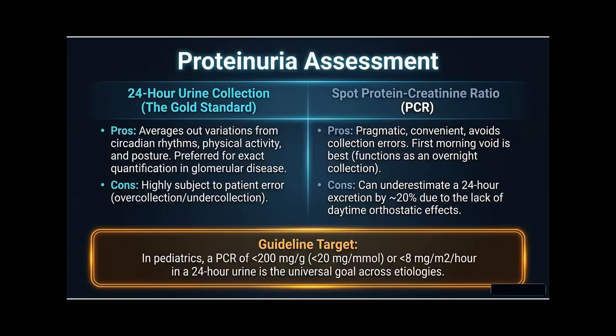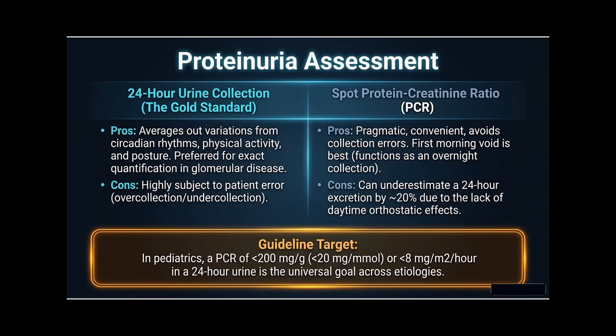Now, proteinuria assessment: 24-hour collection and spot collection. The 24-hour collection averages out variations from the circadian rhythm. Physical activity is also taken care of. Posture is taken care of. It is preferred for exact quantification in glomerulonephritis. The problem is that it is highly subject to patient errors in the collection. Some people may vomit, some may miss voiding, some people may collect this morning as well as next morning also. Some collection errors will be there.